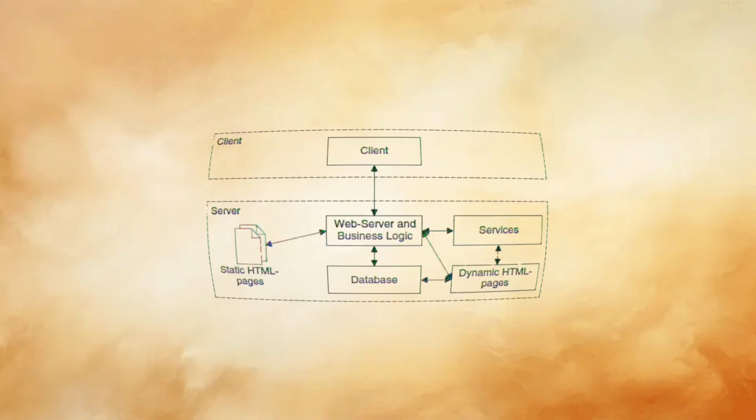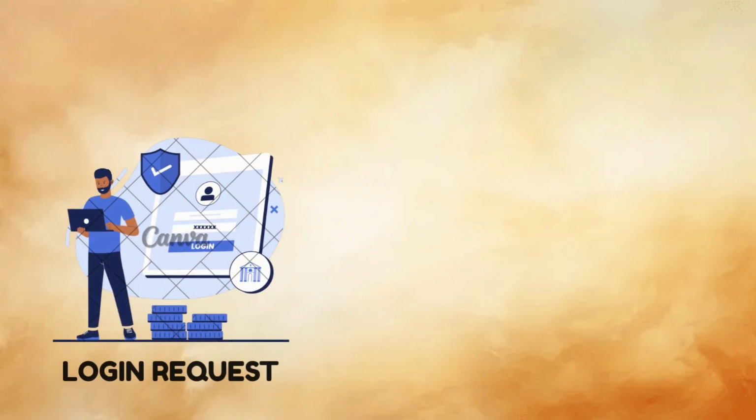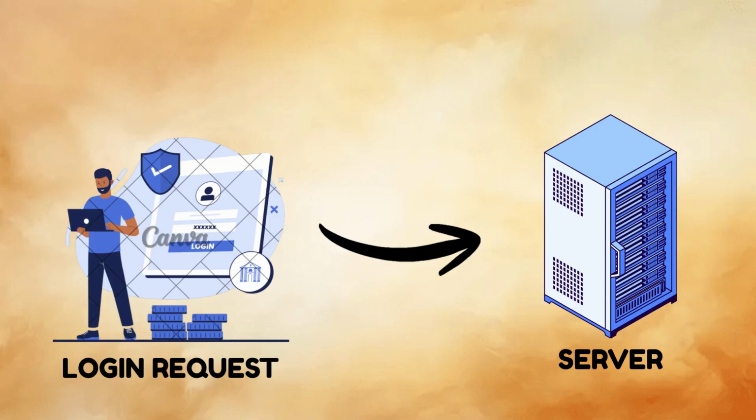Now inside the server, we have the backend. The backend is the brain of the website. It receives requests from the frontend, checks the information, makes decisions, and controls everything that happens behind the scenes. When you try to log in, the backend is the one that decides whether to allow you or block you.